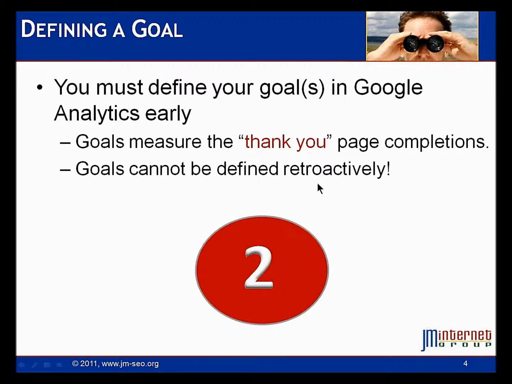Another big issue, you cannot define the goal retroactively. So it's October 2012. I cannot wait until February 2013 and then say, gosh, I really want to know how many people filled out my form. I can't retroactively do this. So the first thing when you set up Google Analytics, define your goals and turn them on because it's not retroactive. So you want to make sure you start that measurement process.